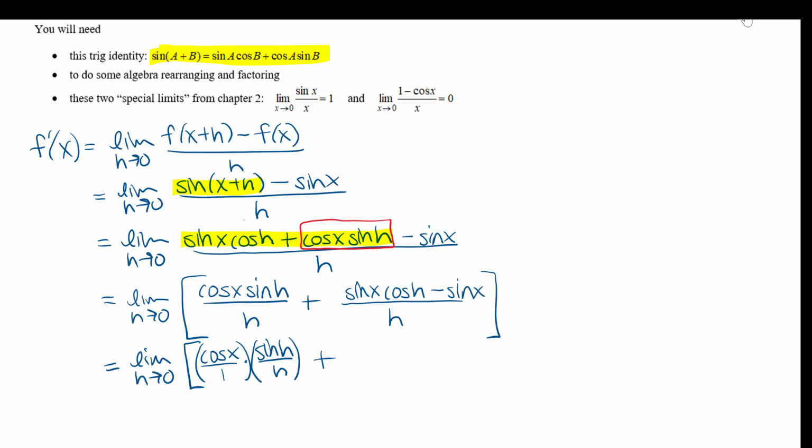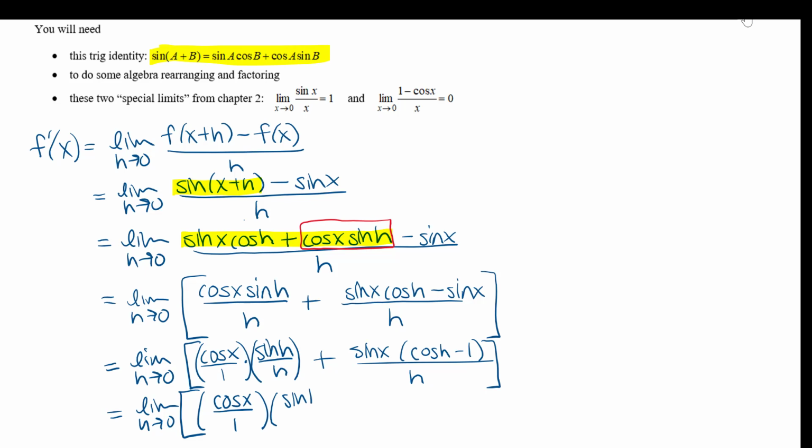And then I might notice on this next term here that if I factor out a sine of x, I'm left with cosine of h minus 1, and I have the whole thing over h. And that's basically the form of that other special limit. So I'm going to separate that last term out here, and then I think we will be ready to evaluate our limits and find our answer here. Alright, so in this last term here, I'm going to separate that also and write sine of x over 1 times the other part here that would be the special limit that was up in the hints in the bullet points above.